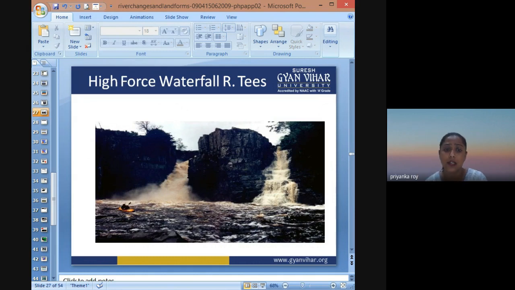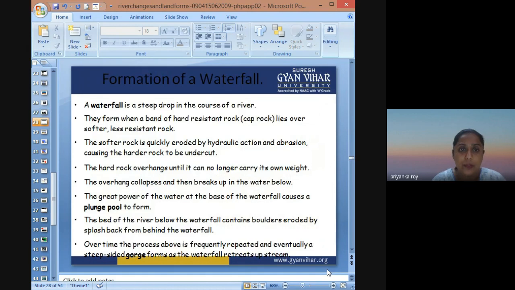Now, high force water flow happens when there is an excessive water discharge in these streams, and or there is a sudden event which can result in a sudden rise in the water level, which will increase the stream flow or the water flow coming from the waterfall. Formation of waterfall. A waterfall is a steep drop in the course of a river.